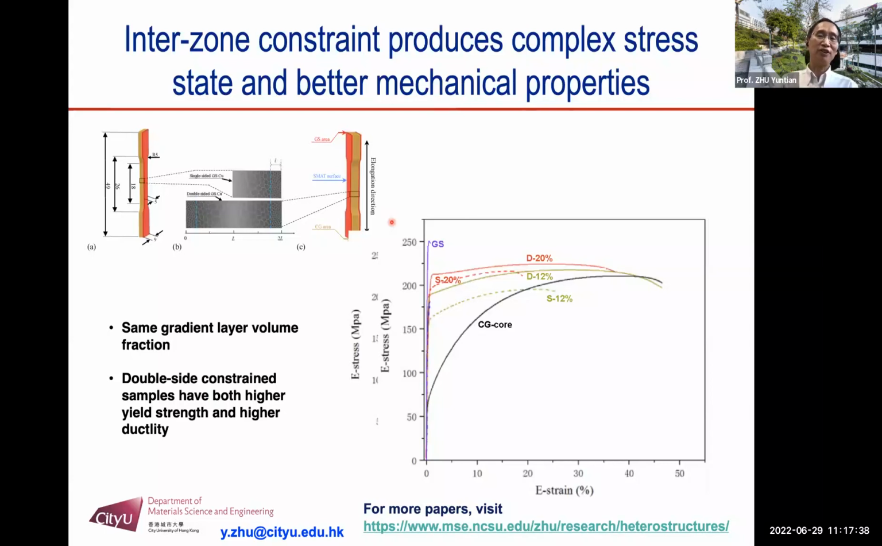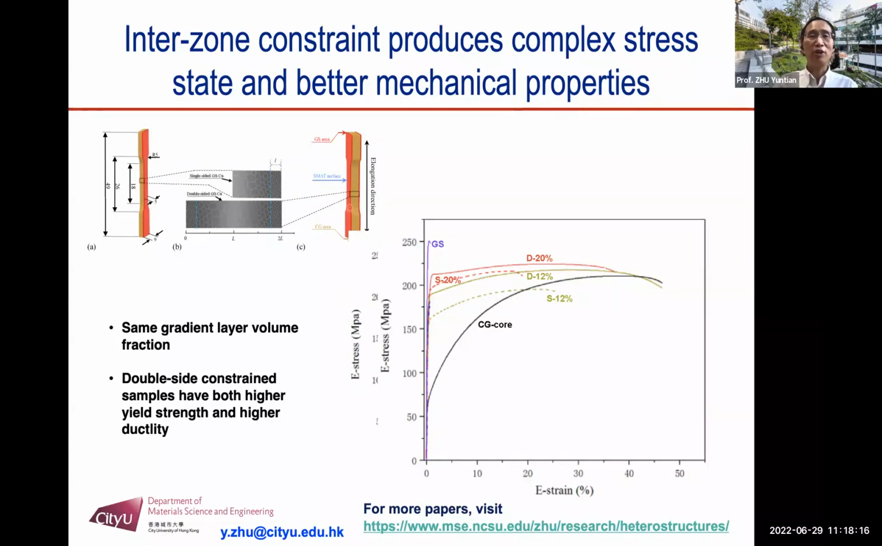And here's an example to tell you that the complex stress state indeed gives you better mechanical property. To prove this concept, here are two samples. Both of them are gradient structure samples. The difference is one sample has two gradient layers, two surfaces, both of them gradient. The other sample has only one side of the gradient. The other side got polished off.